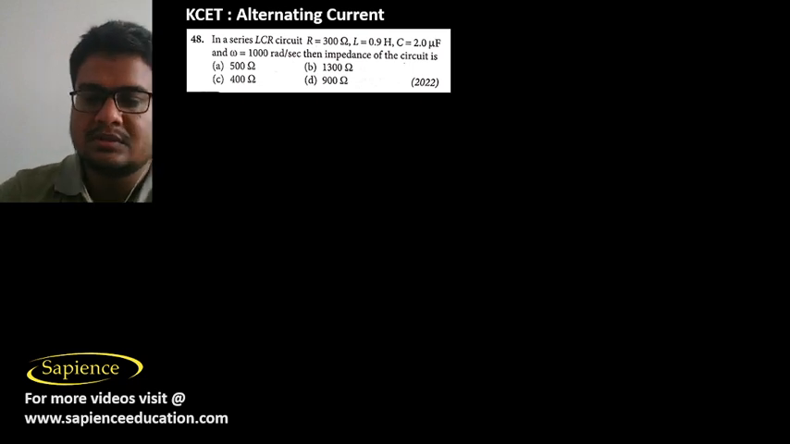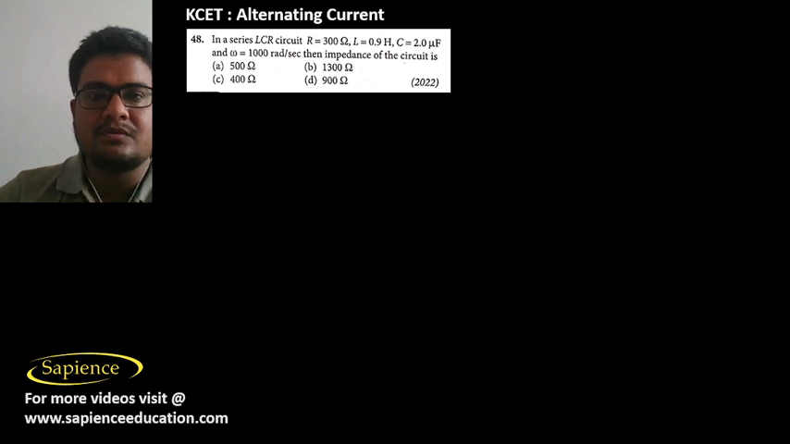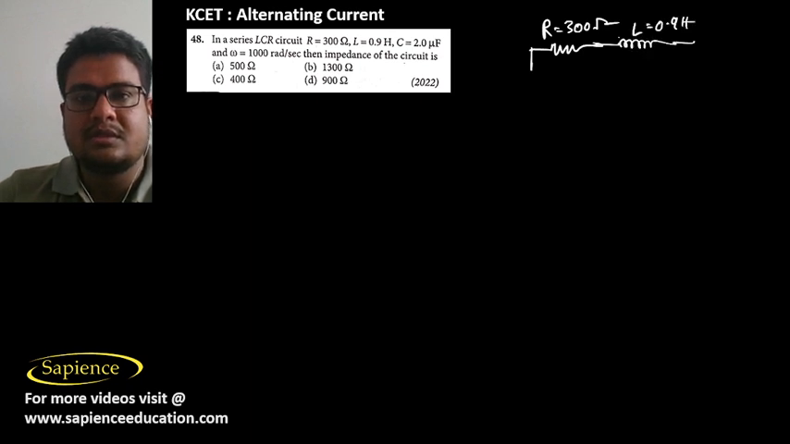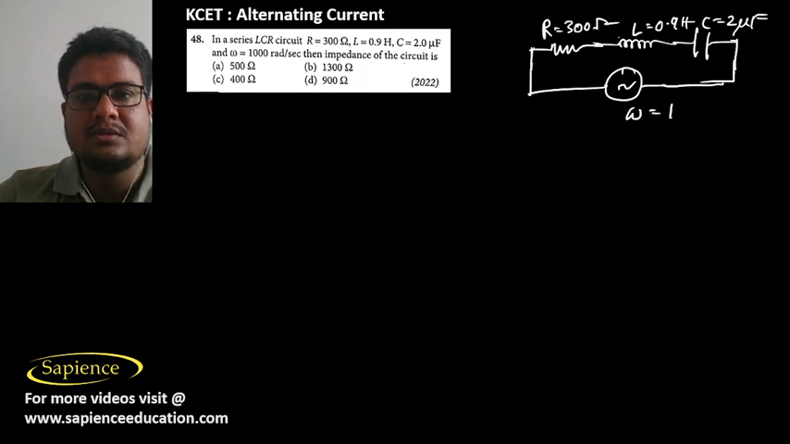Then we shall solve the last question in this chapter. Question number 48. It is shown that in a series LCR circuit, the resistance is 300 ohm and the inductance of the inductor is 0.9 Henry. The capacitance of the capacitor is 2 micro farad and it is connected to an AC voltage source whose angular frequency is 10 power 3 radian per second.